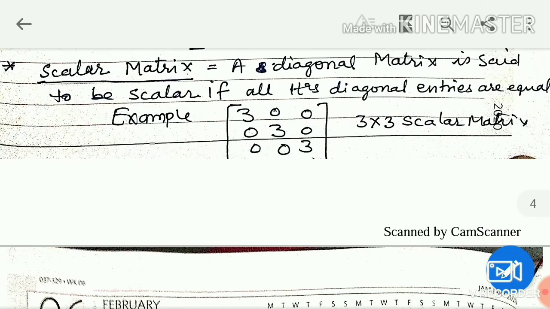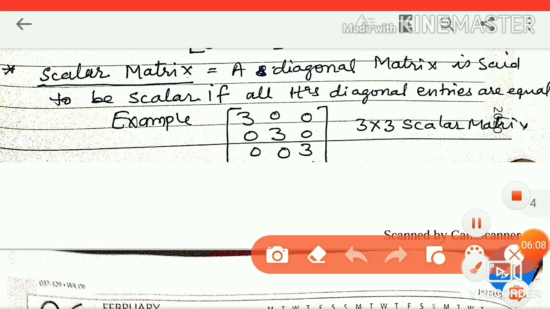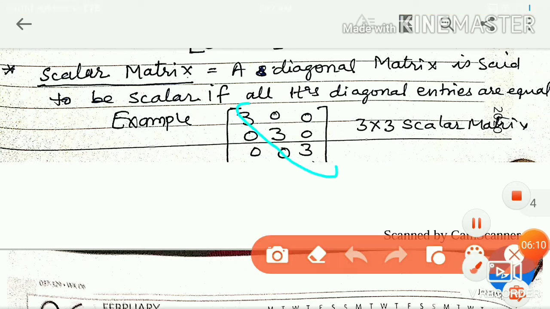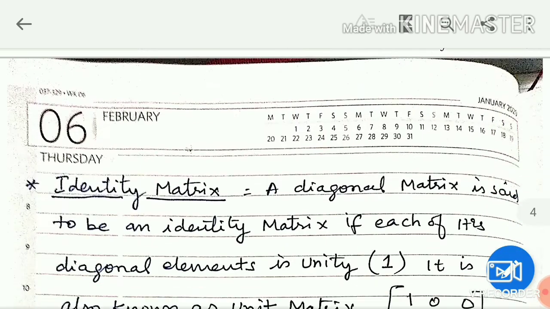Now next we have the scalar matrix. What is the scalar matrix? A scalar matrix means all the diagonal elements are the same. You can see these diagonal elements are the same. A diagonal matrix is said to be a scalar matrix if its diagonal entries are equal. I think you understand all of these.